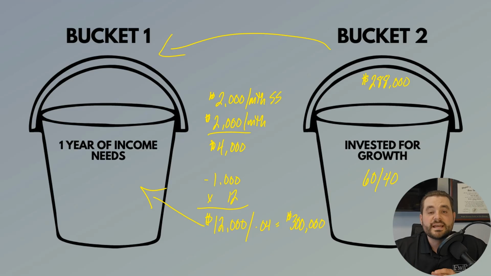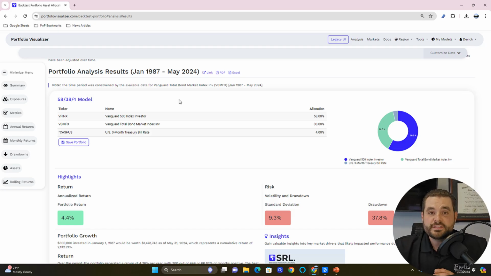The whole point of this is to keep your retirement income plan simple. So how does the 2-bucket strategy with 4% in cash and the rest of it in a 60-40 portfolio actually operate? Well, I'm going to show you.